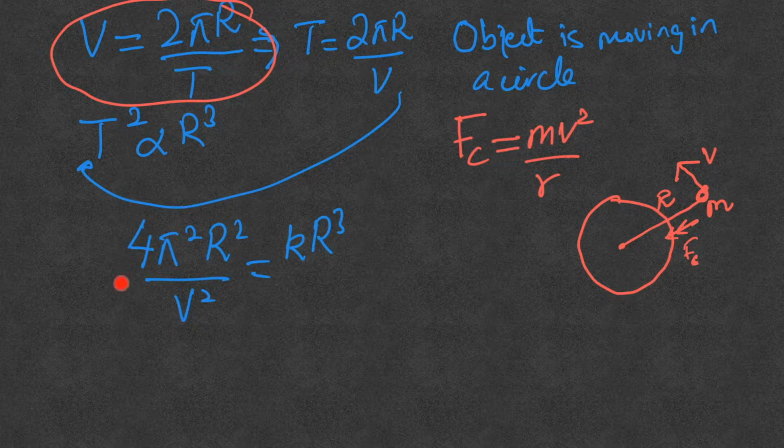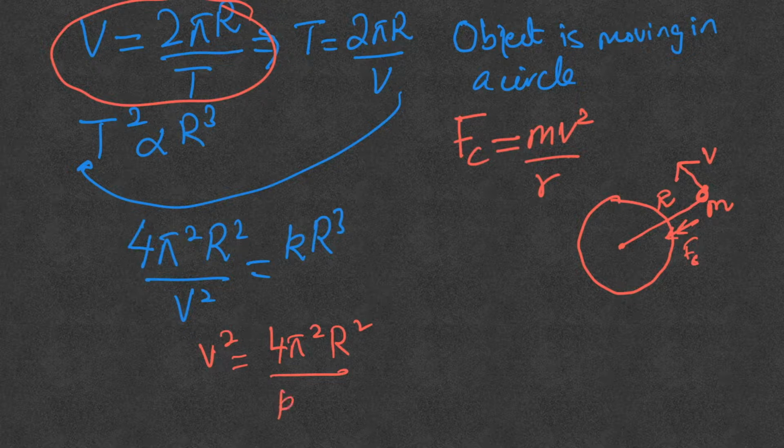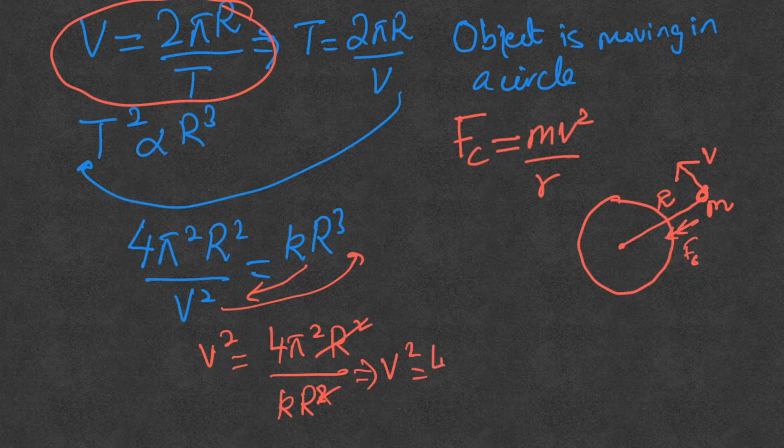So for a second, if you look over here, you can see v square. I can make v square the subject of my equation, and I can get v square is equals to 4 pi square r square over kr cube. I hope that makes sense. I simply took v square to this side and brought kr cube to the denominator. So v square is equals to 4 pi square r square over kr cube. You can simplify this as well. R square and r cube will cancel out, so you are left with v square is equals to 4 pi square over kr.